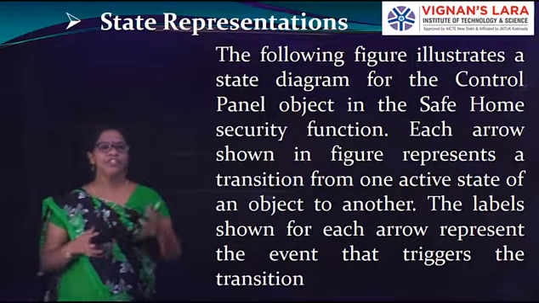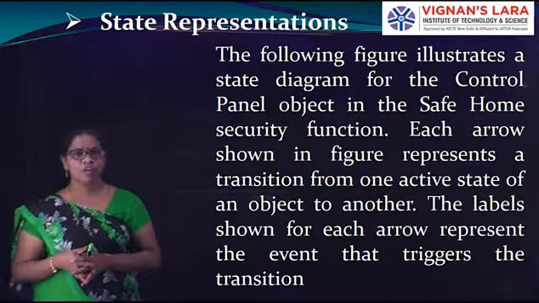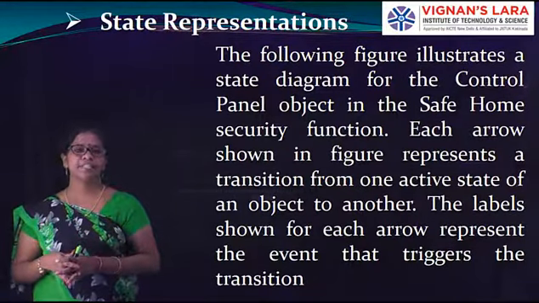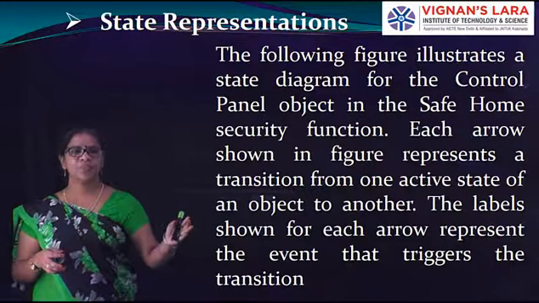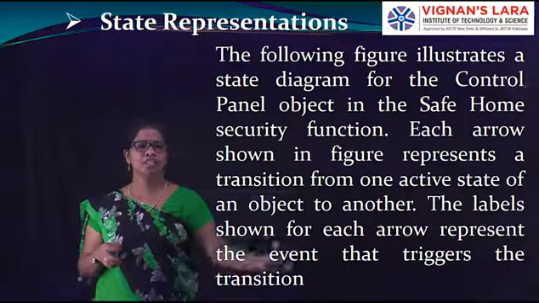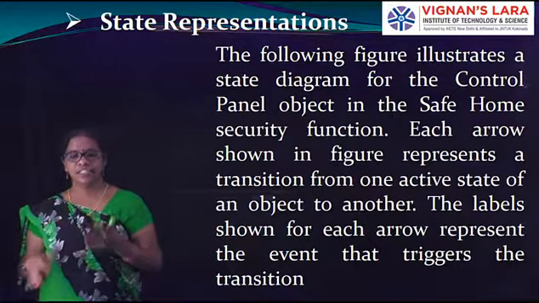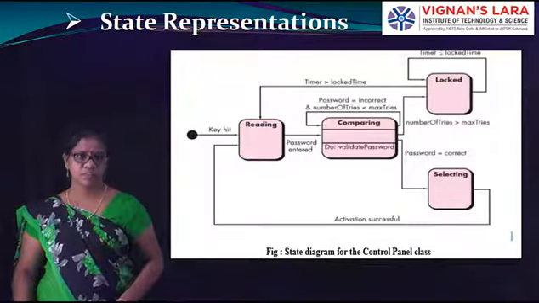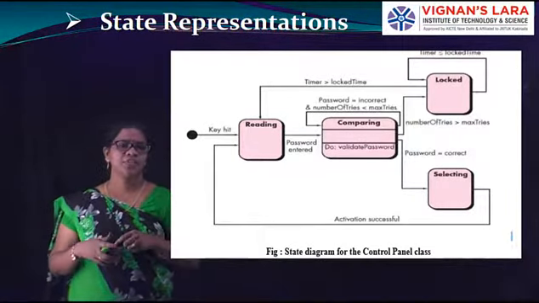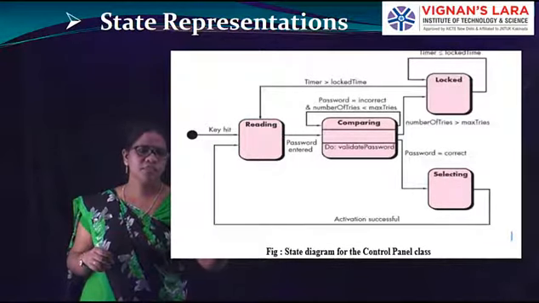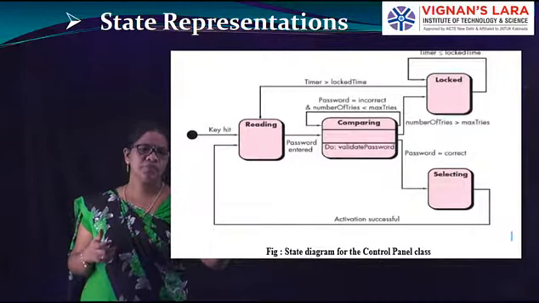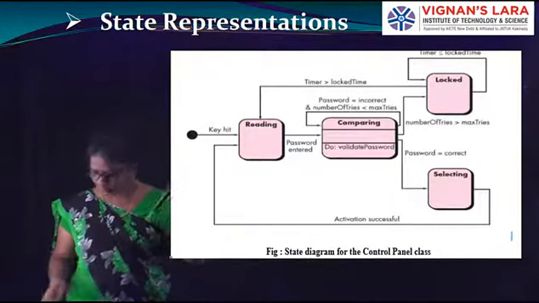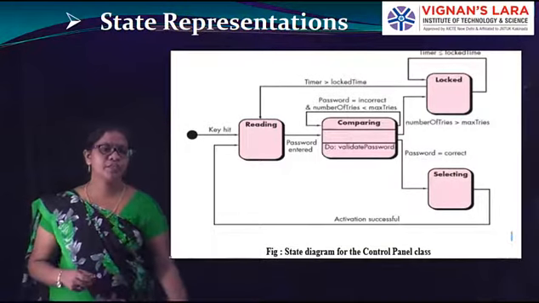The following figure illustrates a state diagram for the control panel object in the safe home security function. Each arrow shown in the figure represents a transition from an active state of an object to another. The label shown for each arrow represents an event that triggers the transition. Let us go through the diagram. First it goes for some key function, that is an event. After that event, it goes for some reading.